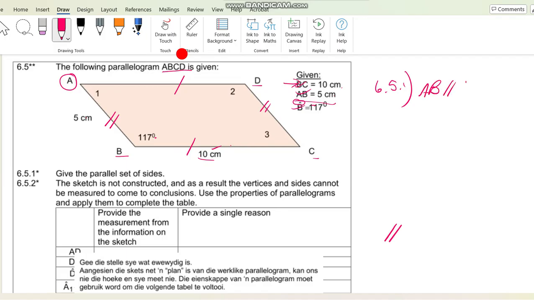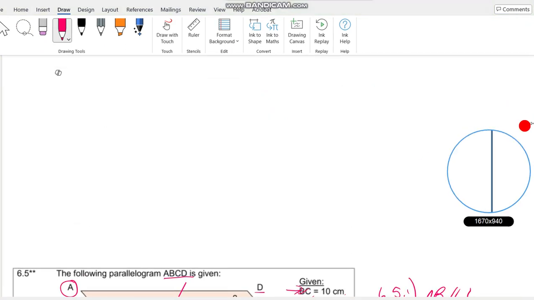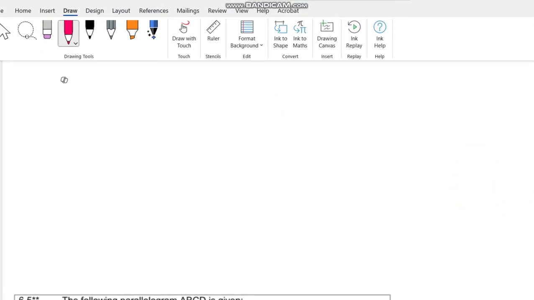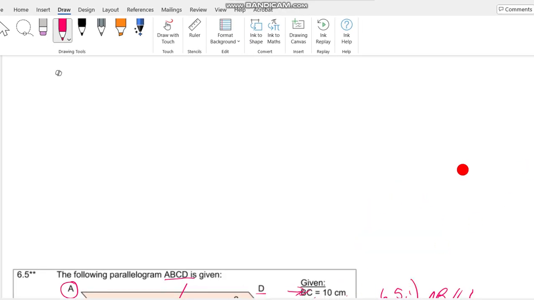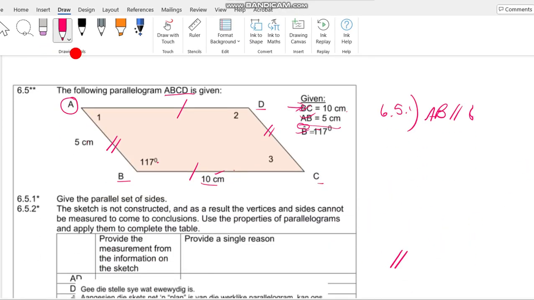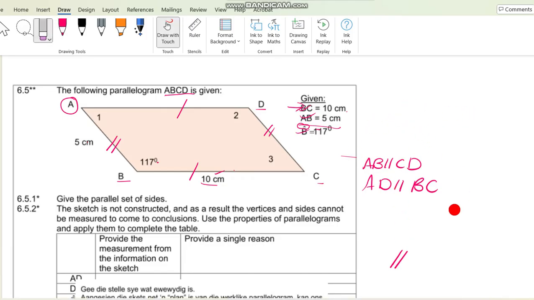So you can say AB is parallel to CD. And then we have AD parallel to BC. So that should also be written down. AD is parallel to BC. So when a line is parallel, you use this symbol in order for you to answer the question.